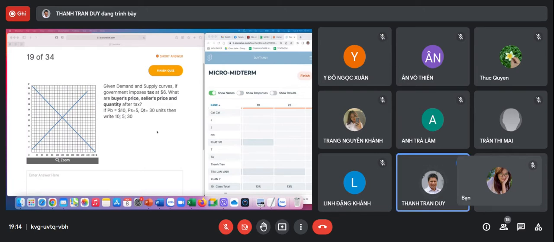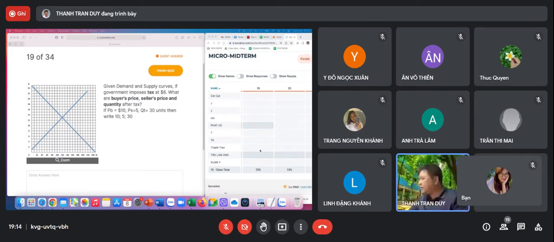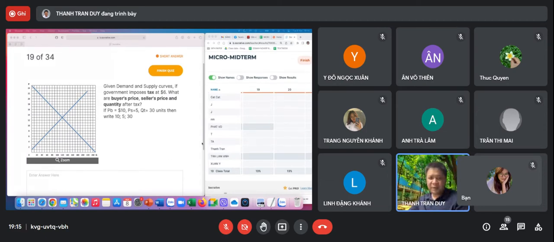Okay, let me check. Oh, three people have done it. Just Jalam, and how about other people? Can you do it? If you cannot do this one, how can you do the exam?